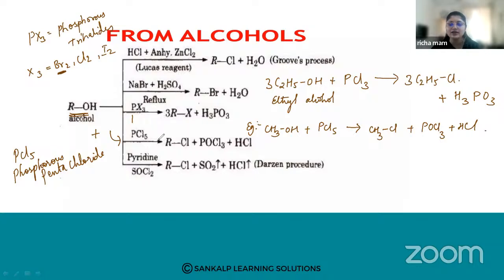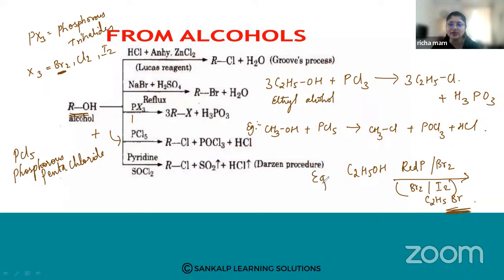Next, you can also prepare alkyl halides from ethyl alcohol by treating it with red phosphorus in the presence of bromine. You can obtain ethyl bromide. So this is another example. You can use bromine or iodine, either of these, and get the respective alkyl halide. So this is another method wherein you can use red phosphorus. If you want to prepare a bromo compound, use Br2. If I want to prepare iodo, that is ethyl iodide, then I'll use I2.